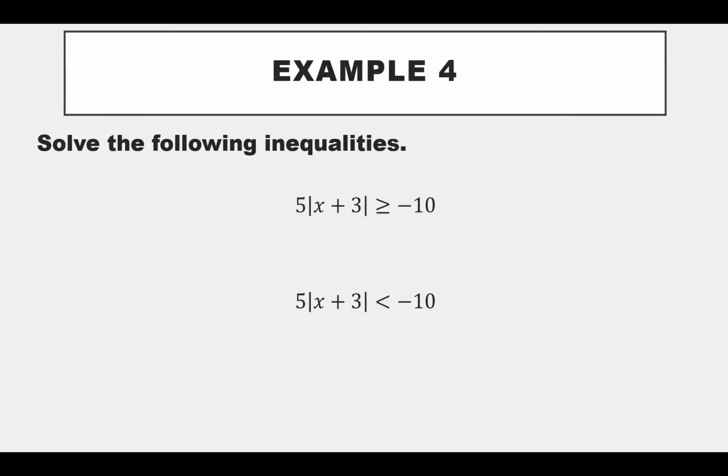Let's try another example. Let's look here at example 4, where we have 5 times the absolute value of x plus 3 is greater than or equal to -10. And then the other equation is 5 times the absolute value of x plus 3 is less than -10. If you want to push pause on this video and try these on your own, then that would be a good thing to do. I will do these in a couple of seconds.